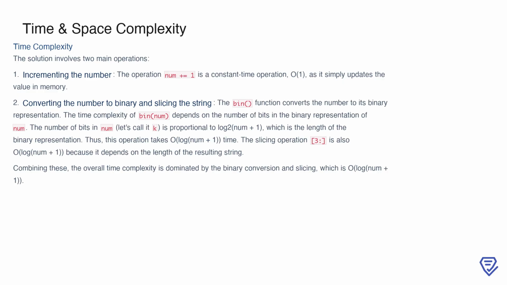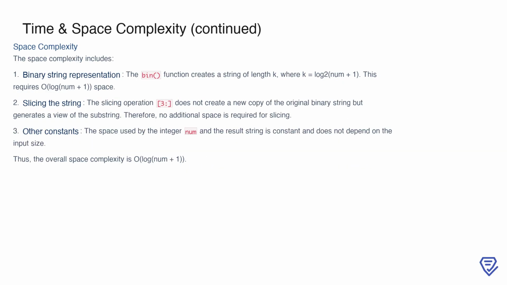Additionally, slicing the string using [3:] is directly proportional to the length of the binary string, which also results in O(log(number + 1)). Combining these operations, the overall time complexity is dominated by the binary conversion and slicing, making it O(log(number + 1)). Now, looking at the space complexity, we consider the memory used during the solution.